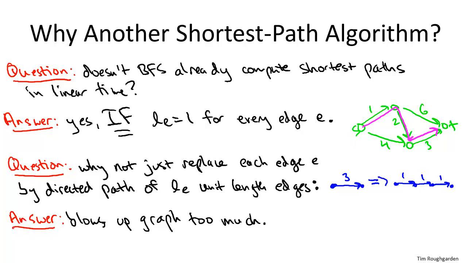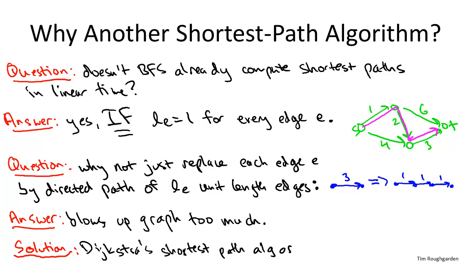So if you start wantonly replacing single edges with these really long paths of like 1,000, you've blown up the size of your graph way too much. So you do have a faithful representation of your old network, but it's too wasteful. So even though breadth first search runs in linear time, it's now on this much larger graph, and we'd much prefer something which is linear time or almost linear time that works directly on the original graph. And that is exactly what Dijkstra's shortest path algorithm is going to accomplish.